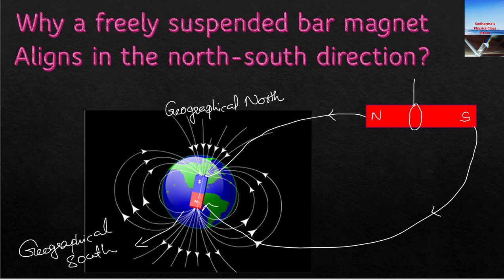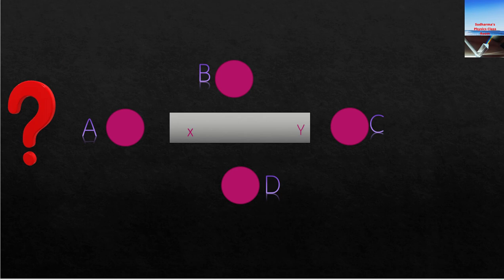Hope you understood that. Now let me ask you a simple question. If you understood the properties of magnetic field lines, let's try to solve this question. So I have a magnet and the polarities are shown as X and Y. Now there is a clue for this question. This is the only clue given. Okay. Now from this diagram you have to identify the north and south of the bar magnet.